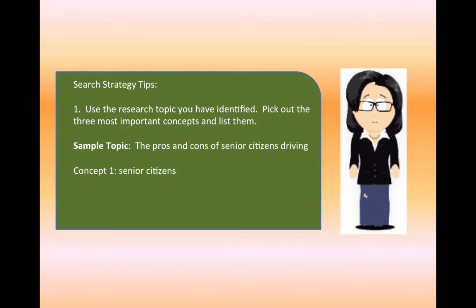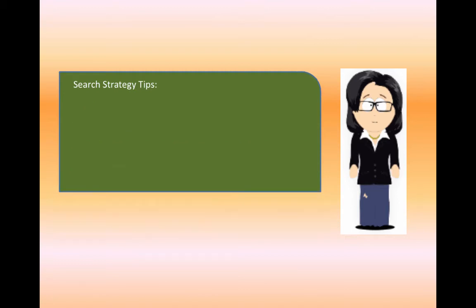So let's pick out three key words. The first one is senior citizens. Then we have driving. And let's choose cons because we want to see why it's not a good idea. And then also from there, identify some synonyms or related terms for each concept. Because sometimes the word that you use may not be the most technical term that you'll find in the results list.